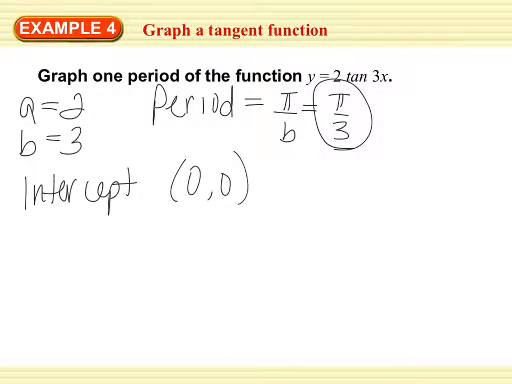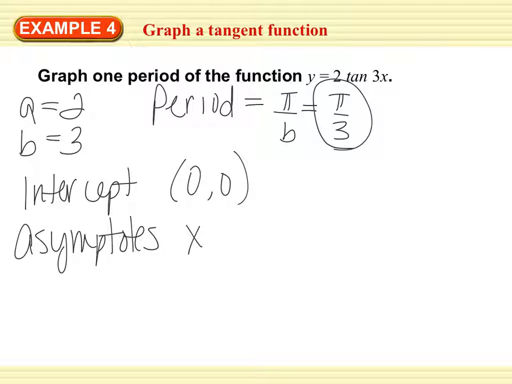It's going to be right through the origin. The asymptotes are x equals pi over 2b. So that gives us pi over 6 and negative pi over 6.